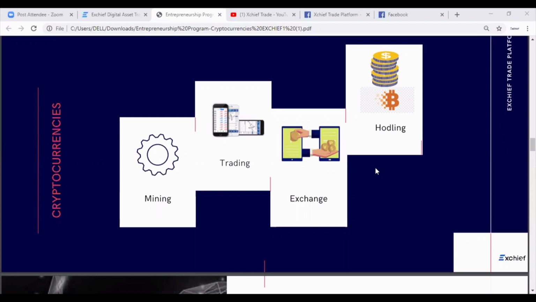Okay? You can also trade Bitcoin on our exchanges. Okay, that's where Exchief comes into place. Okay? Exchief is a platform where you can trade any type of cryptocurrency. Okay? You can actually buy on the spot, you can sell on the spot. You can also buy if someone lists.